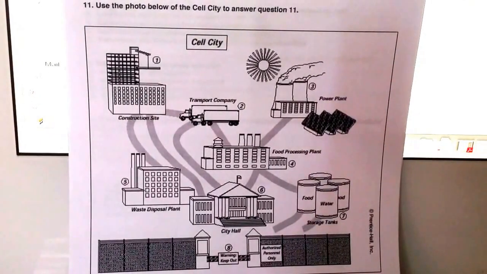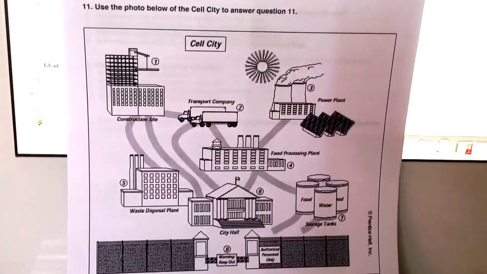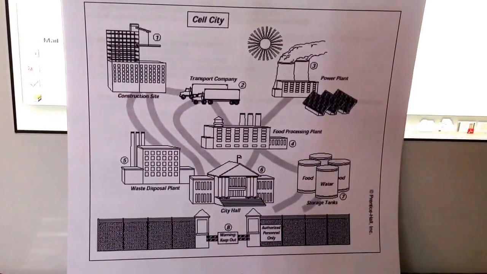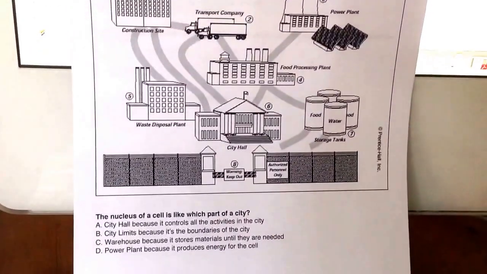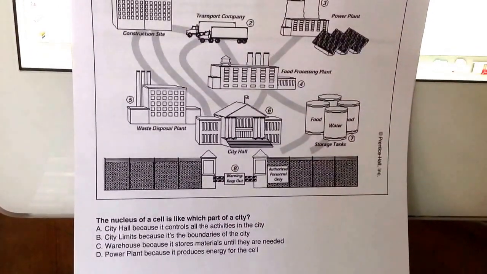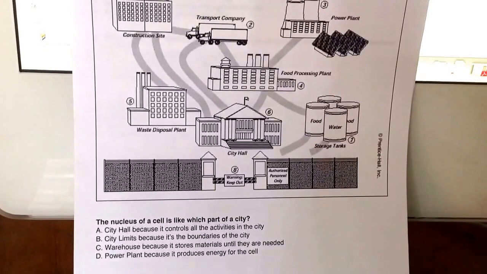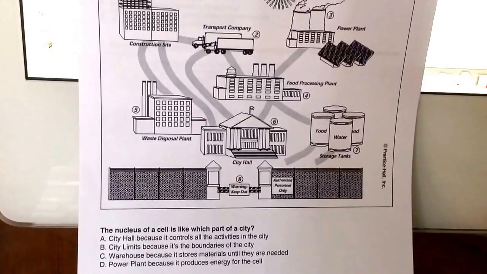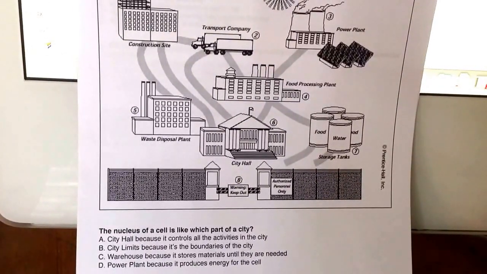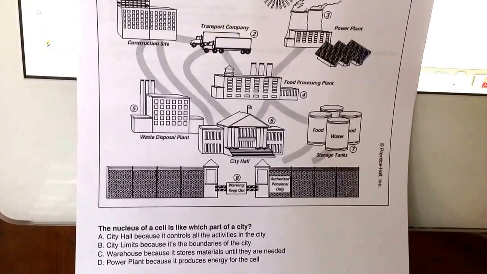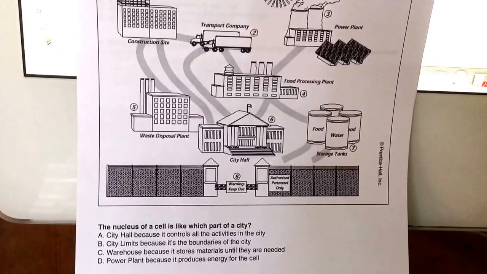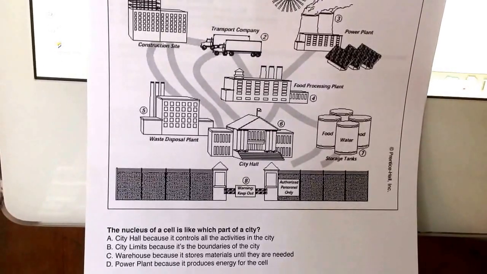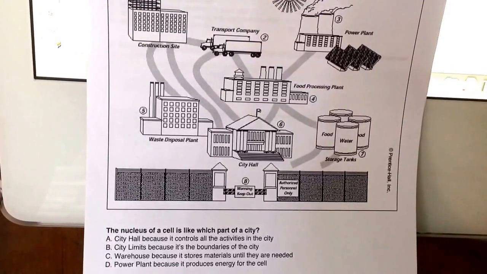Number 11. Use the photo below of the cell city to answer question 11. Number 11 says the nucleus of a cell is like which part of a city? A, City Hall because it controls all the activities in the city. B, city limits because it's the boundary of the city. C, warehouse because it stores materials until they are needed. Or D, power plant because it produces energy for the cell.